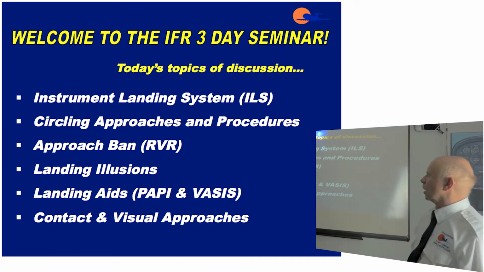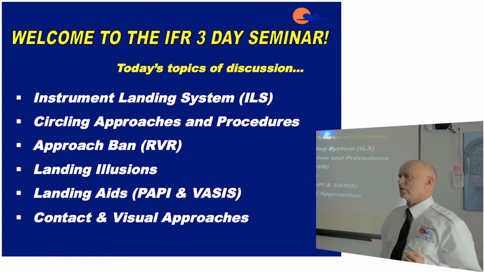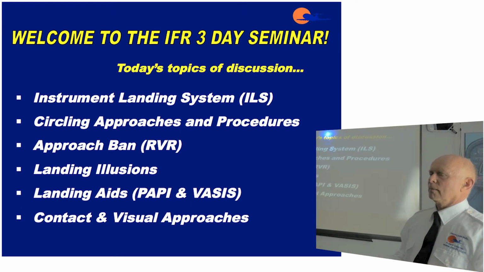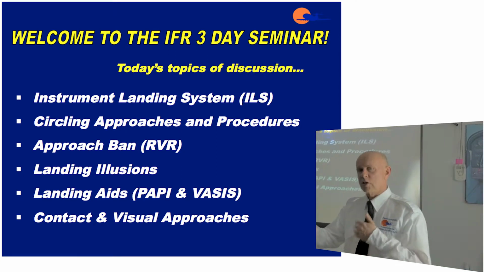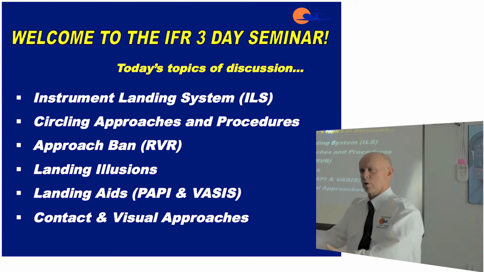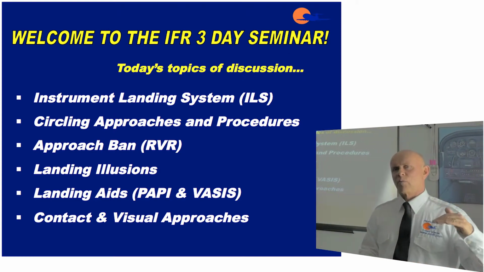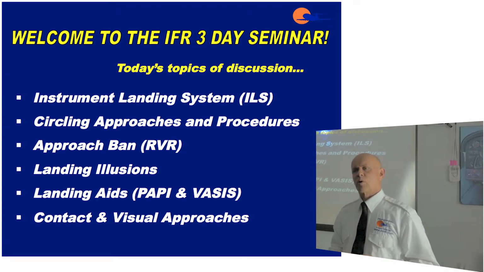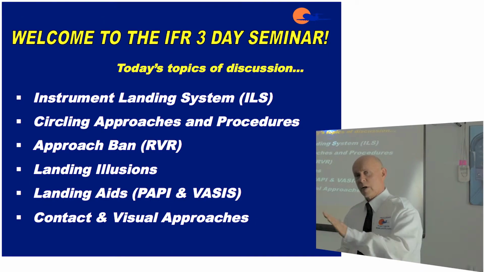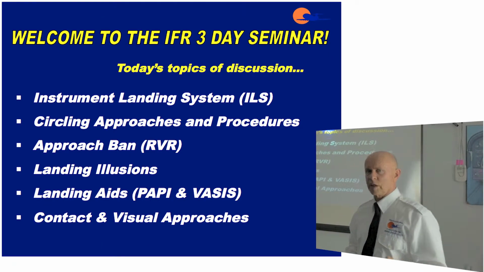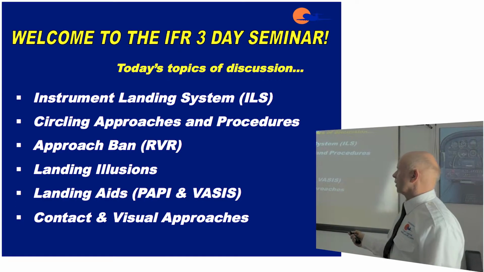approach ban, where if the visibility is extremely low, if the runway visual range, the RVR transmissometer, is below a certain threshold, can we or can we not continue with the approach? What is the minimum number before we are legal to cross the final approach fix? All of this stuff is described in detail.